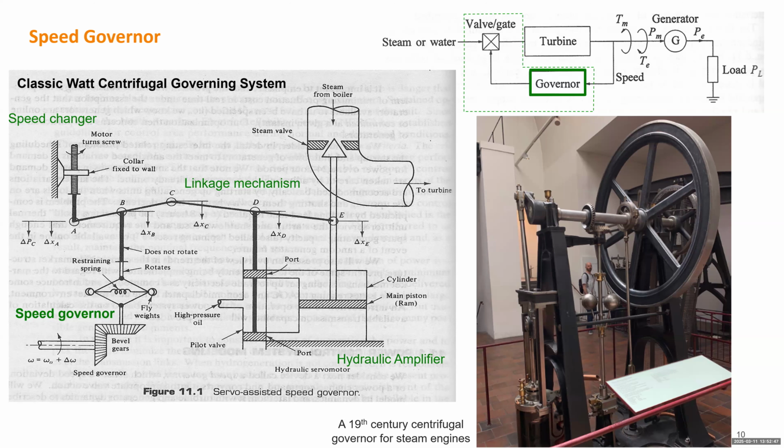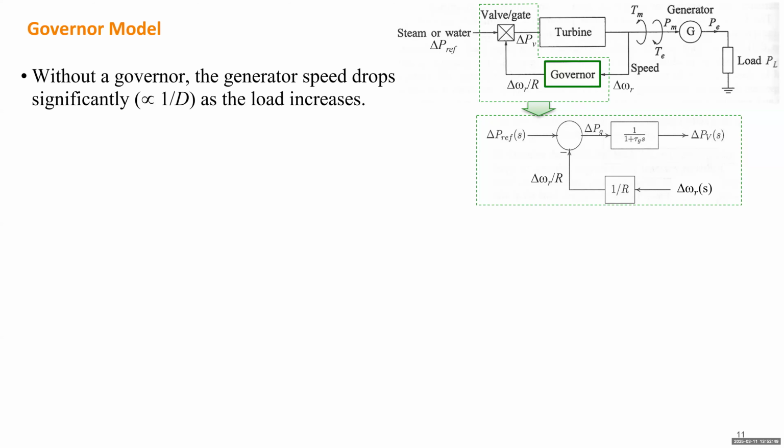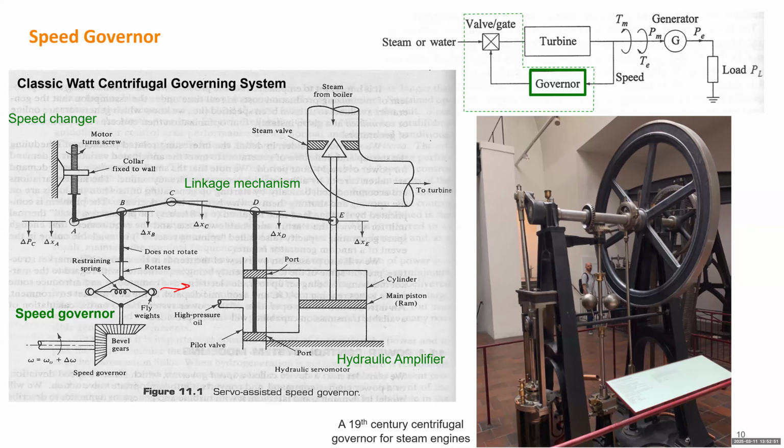For instance, if the speed is increasing, this point will go down, and this point will go down, so that will make more oil enter the tank and push the valve up. So that can sense the frequency change to form a feedback closed loop control.